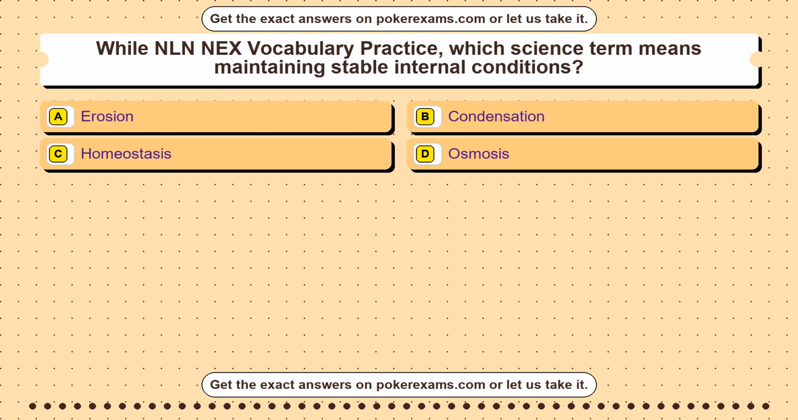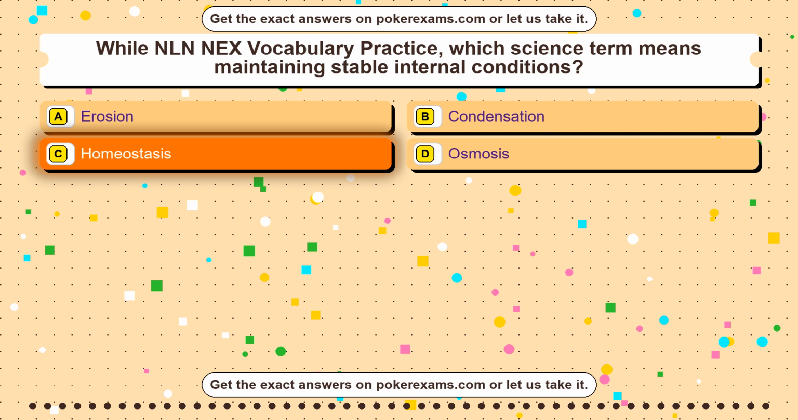Question 27. While GED test prep, which social studies skill checks whether a source can be trusted? Option A balancing reactions. Option B finding area. Option C evaluating credibility. Option D solving equations. The correct answer is option C.